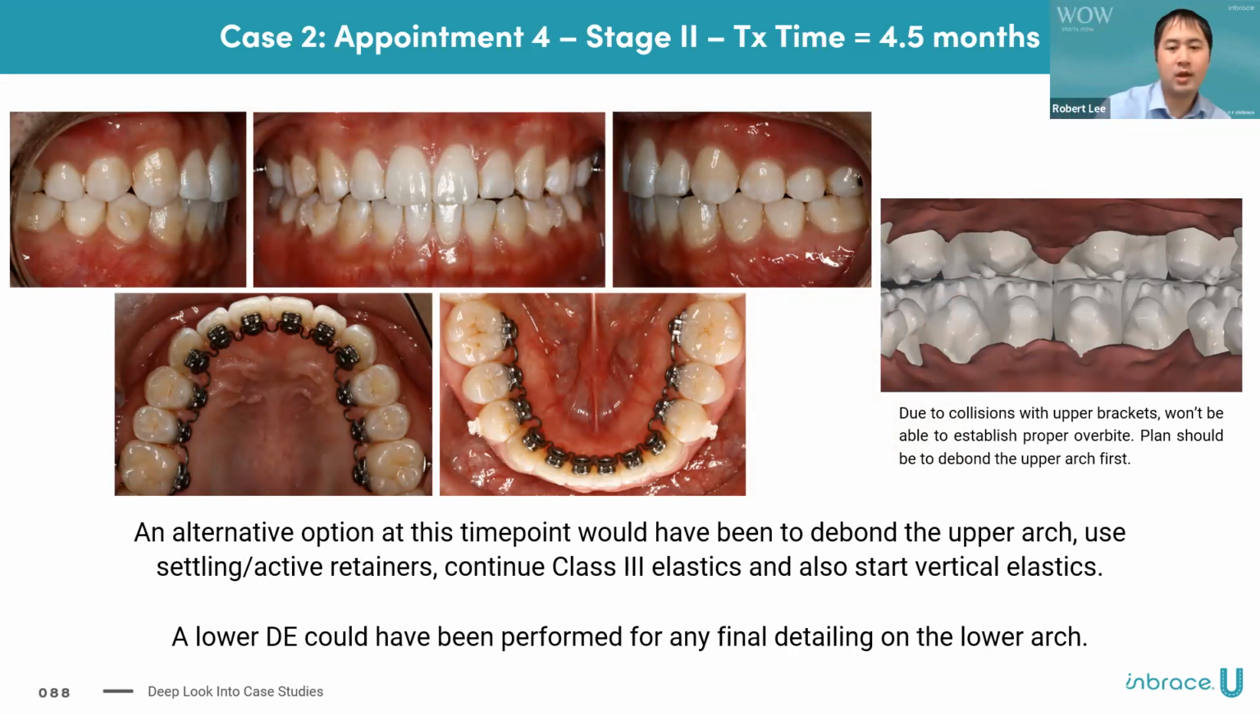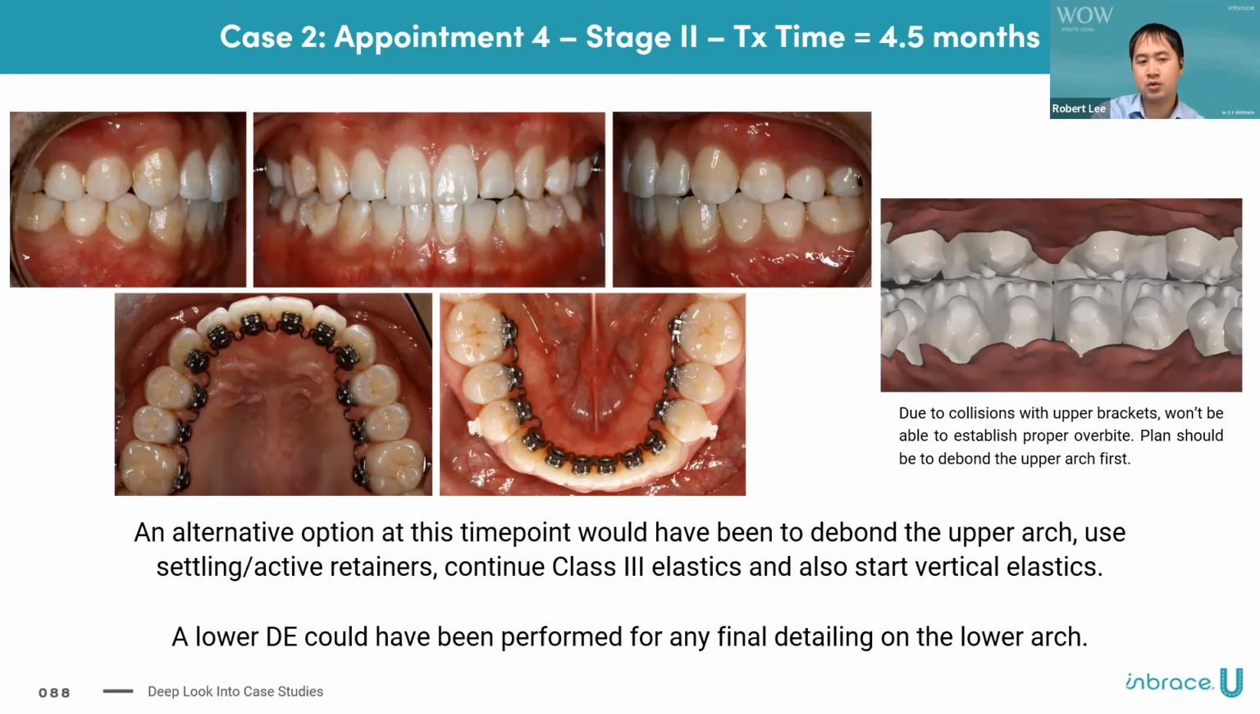What probably would have been the easiest way, if we can finish this case in 6 months or so, if not less, is you can take off the upper and run the settling elastics with a settling retainer, as I showed in the last case. If you still need a little bit more class 3 elastics, just run the class 3 elastics again with the upper retainer on. That would have been the easiest and fastest way to finish at this point, because at this point, the patient really had no concerns.